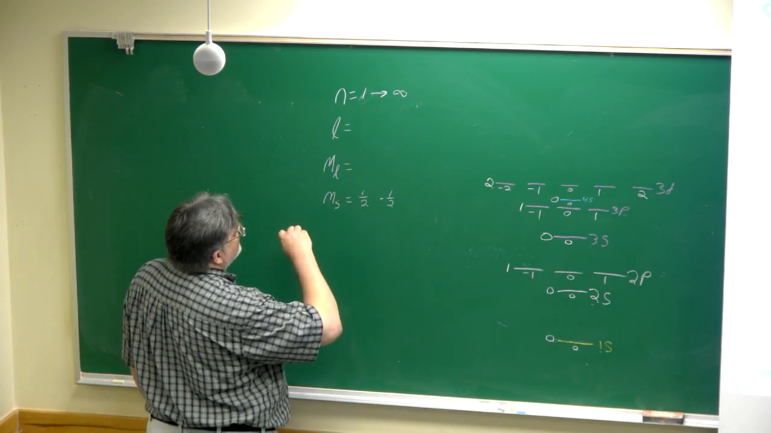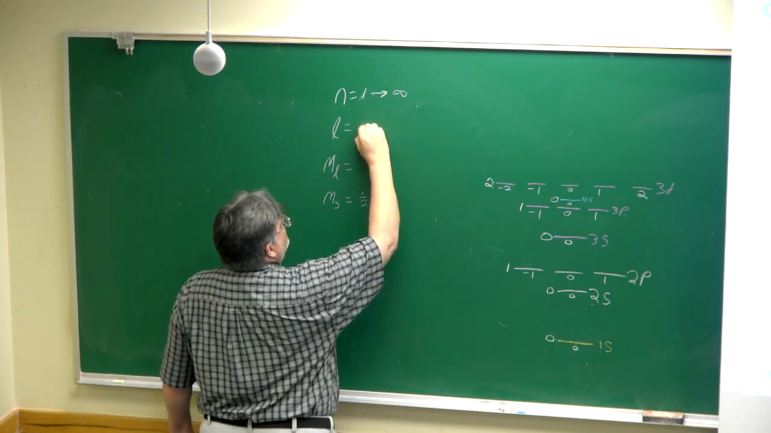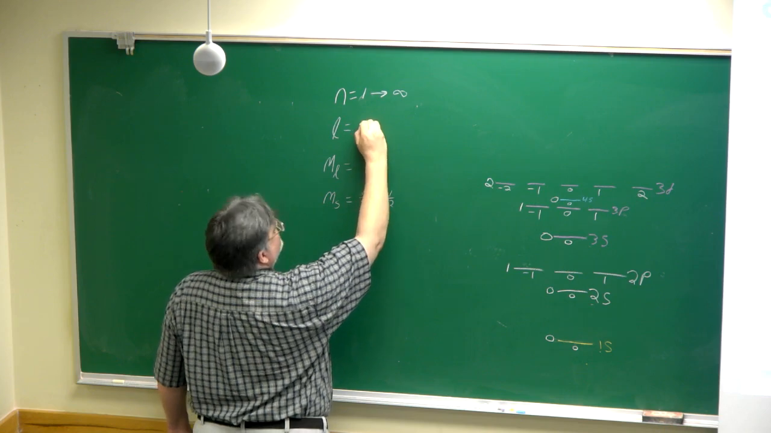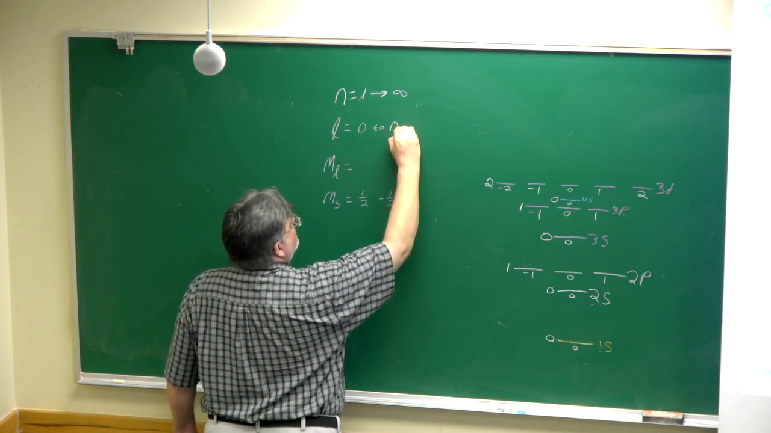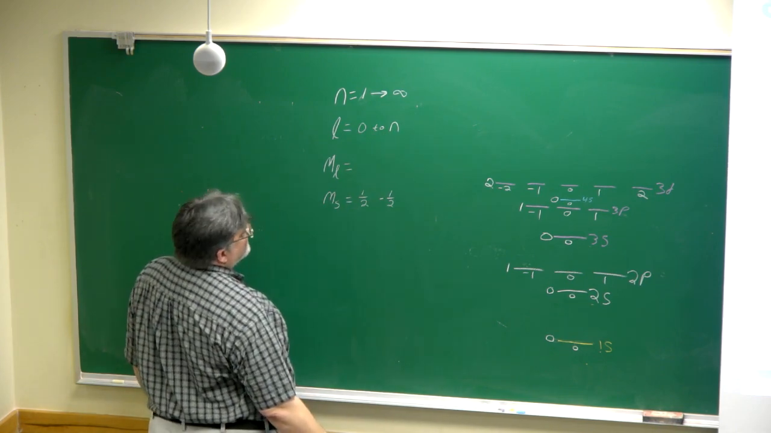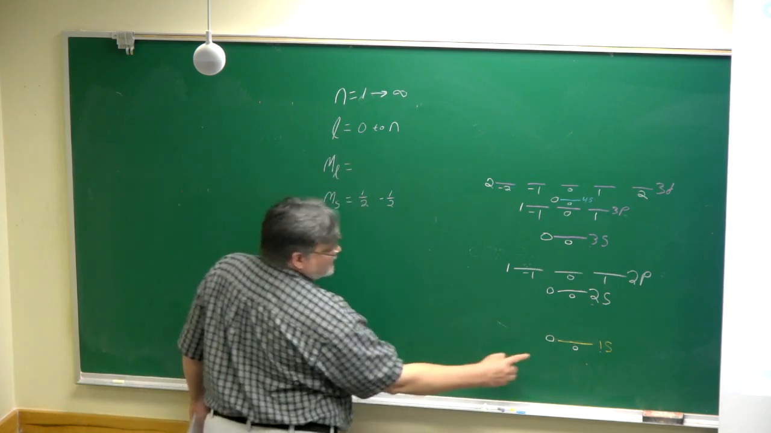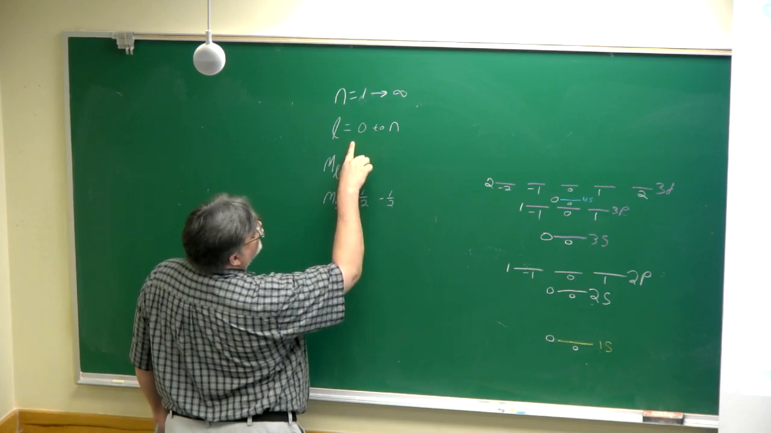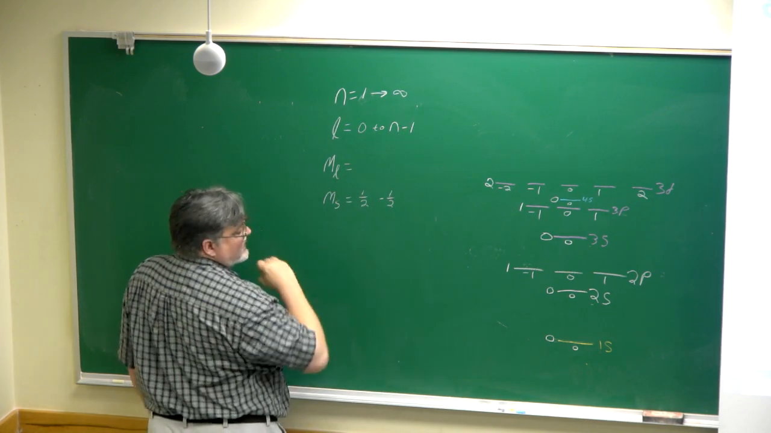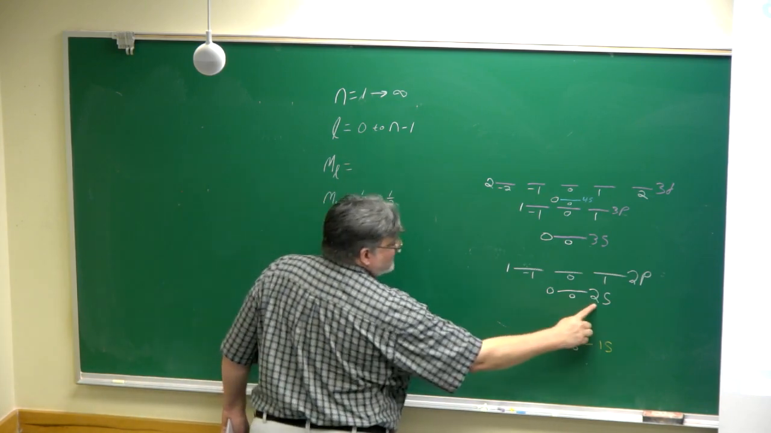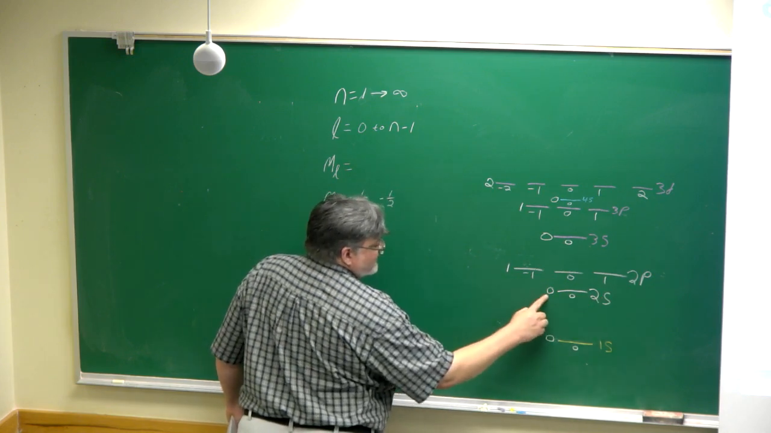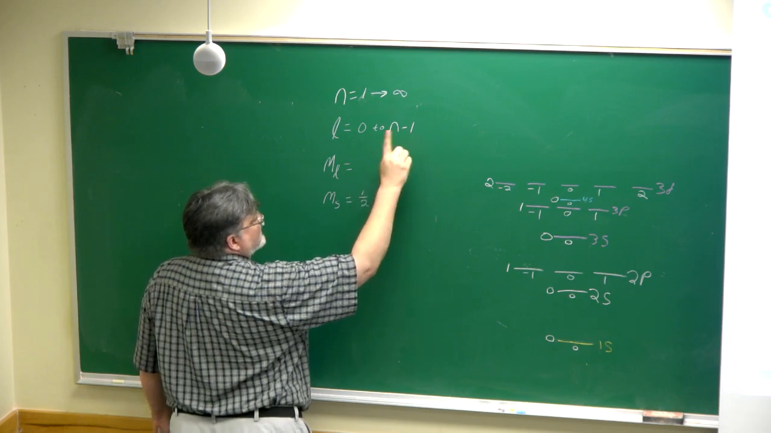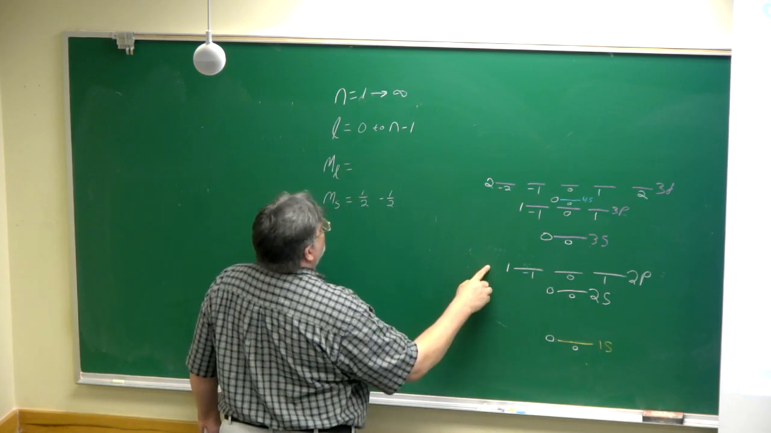L numbers go from 0 to N. So if N equals 1, this is the N number, then it goes from 0 to N minus 1. That's what it is. So it's only 0. If you're in the 2 level, then you can have a 0 and a 1. So it's 2 minus 1. So 0 up to 2 minus 1, 1. So you've got a 0 and the 1.